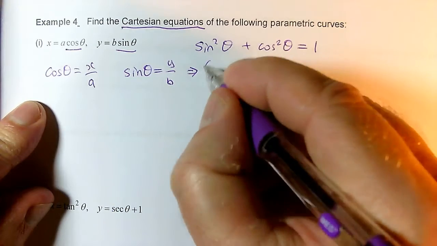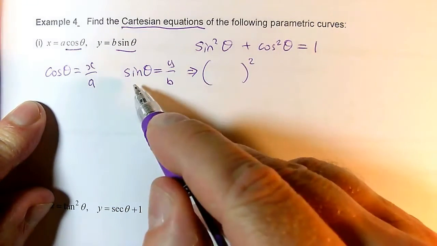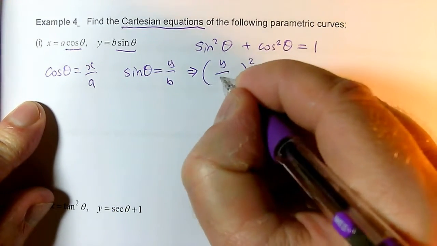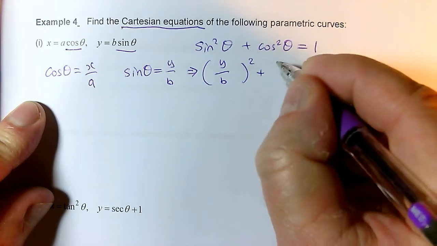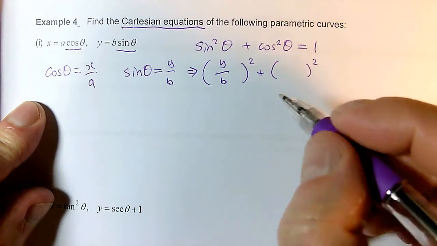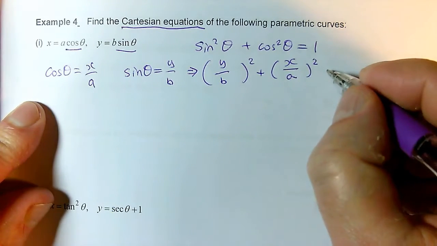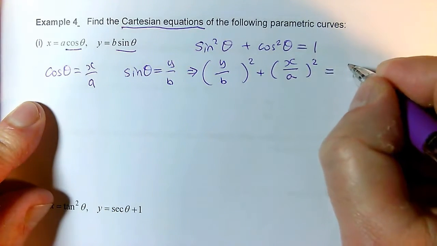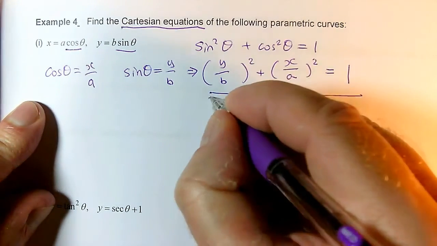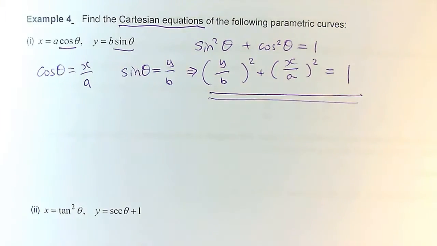So this sine squared theta is going to be something squared, but sine theta I now know is y over b. And when I get to this cos squared theta, that's something squared again, but cos theta is x over a. So y over b squared plus x over a squared equals 1, and that is my Cartesian equation, and it's not really worth trying to simplify that. That's fine as it is.